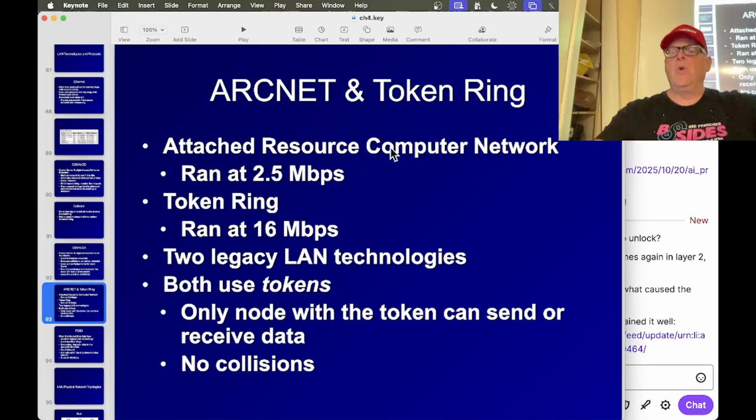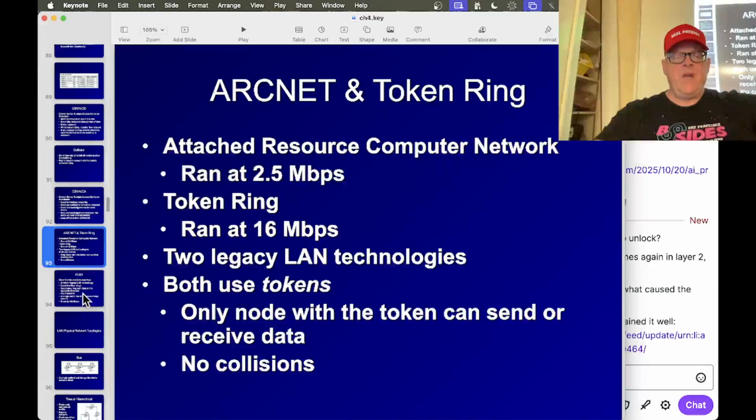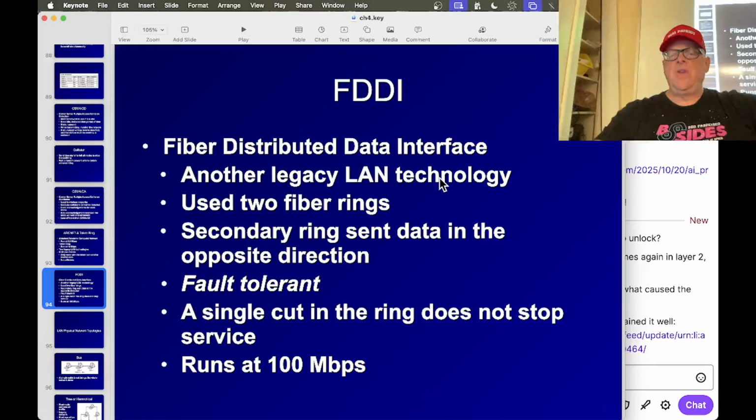ArcNet and Token Ring were old wired transmissions, legacy LAN technologies that ran at ridiculously slow speeds by modern standards, up to 16 megs. And FDDI used two layers of fiber optics going in different directions so that if there was a cut, you could still use it. They could go the other way around it. So this was considered pretty high tech a couple decades ago. Nobody much would be using it anymore unless they have an installation from decades ago.